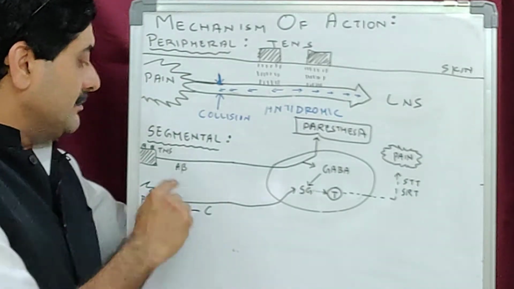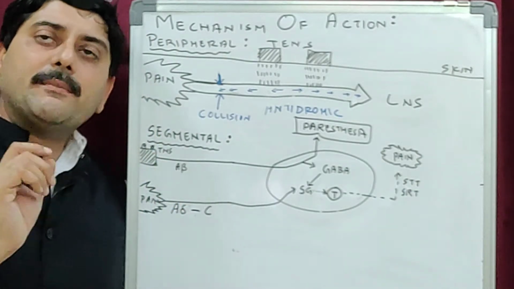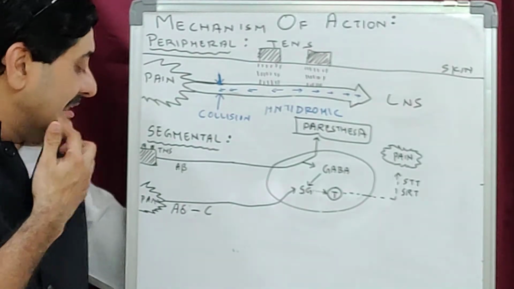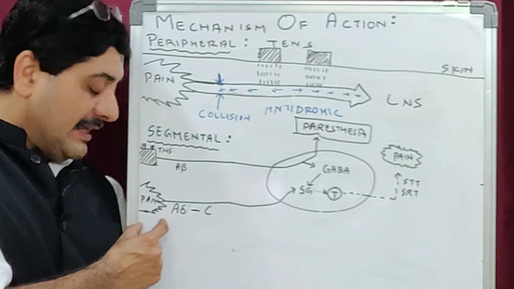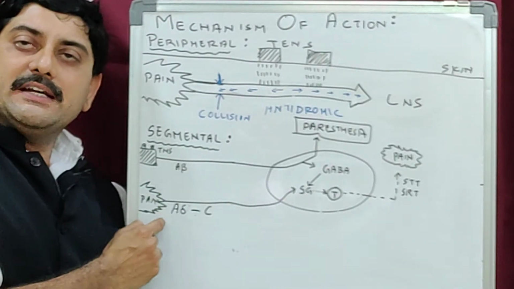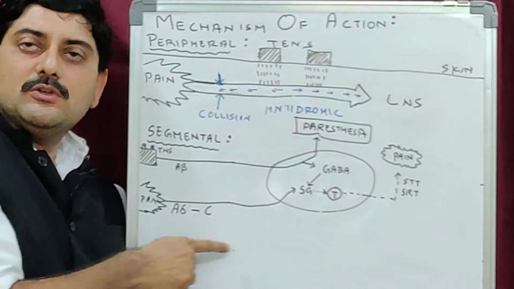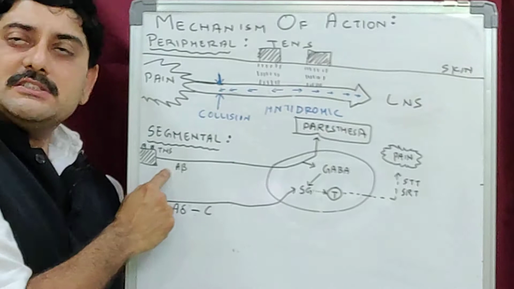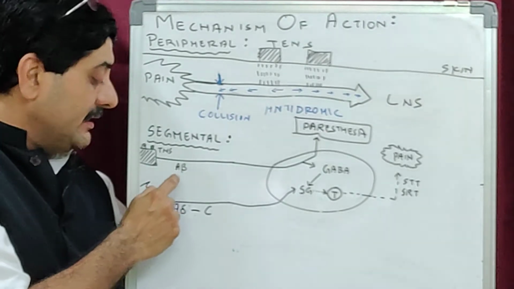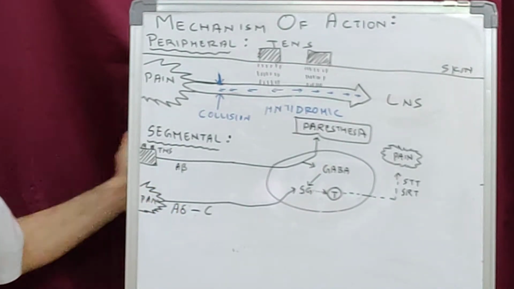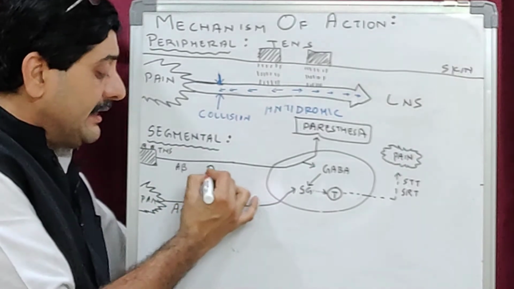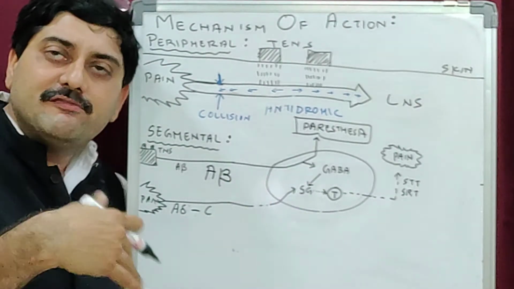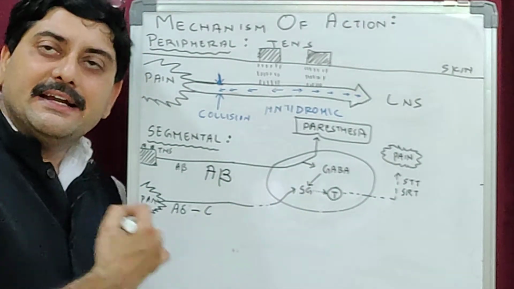The second mechanism is the segmental mechanism. When we talk about segmental, we are talking about the spinal cord induced mechanism, right? So what is the segmental mechanism? There is a part of damage over here which is creating pain, and this pain is being taken to the spinal cord through the A delta and C fibers, right? When we stimulate with TENS over here, we stimulate the A beta fibers, right? We stimulate the A beta fiber here, so it carries sensation faster than the A delta and C sensations.